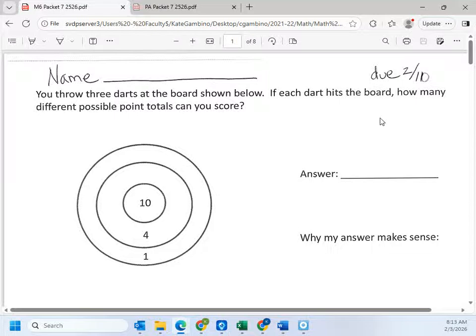Good morning. Today we are making our video for packet 7. It is due next week, Tuesday on February 10th. So we've got a week of working on it with the video.